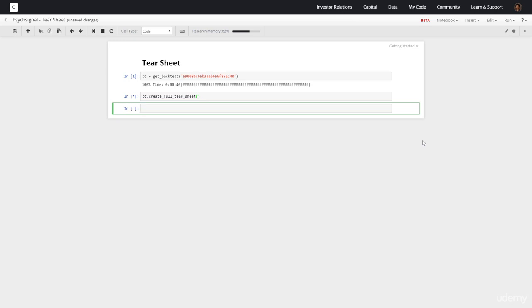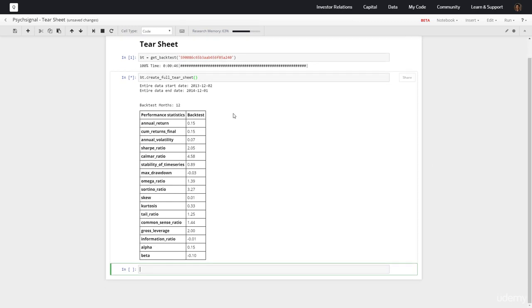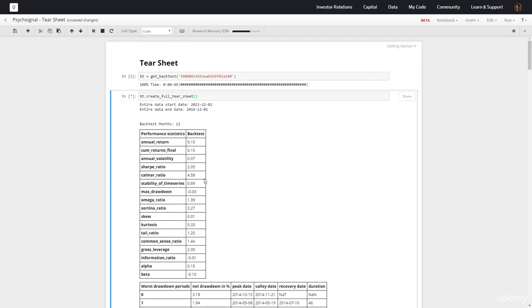This shouldn't take too long. So the normal information that it churns out will be the performance statistics, and then you have the so-called worst drawdown period. Okay, now it's out. Let me just walk through this. So here you're looking at the annual returns, 15%. The volatility is 7%. Sharpe ratio is 2.05. So it's actually very, very attractive.